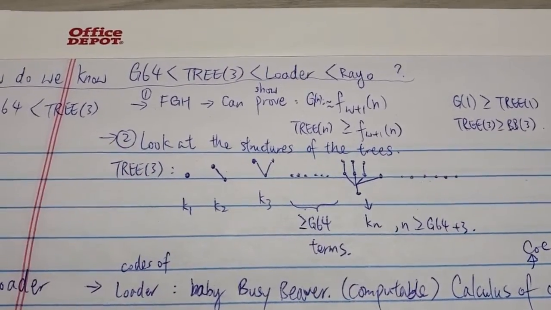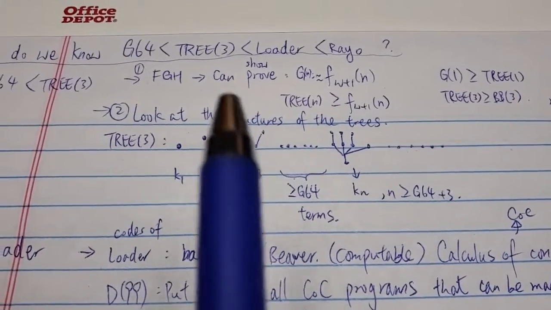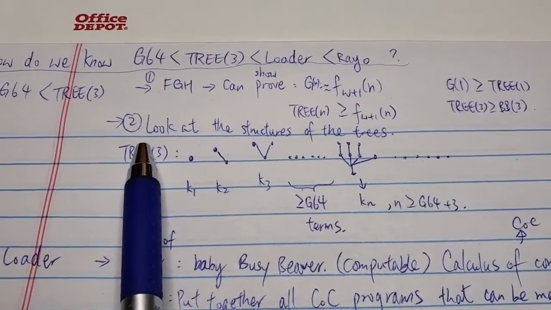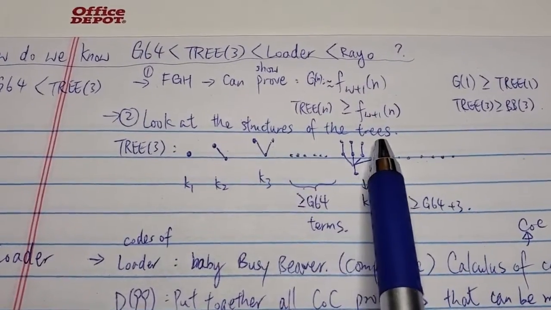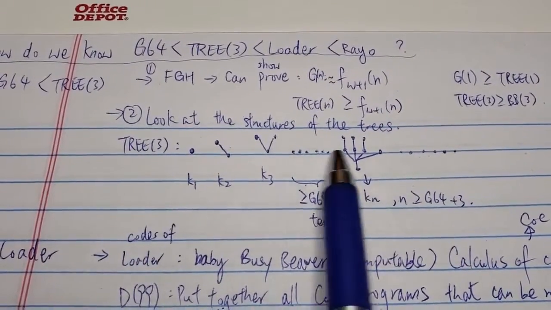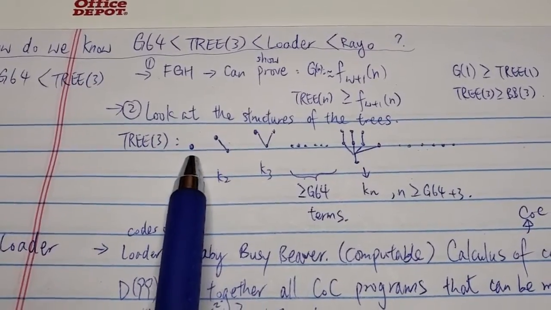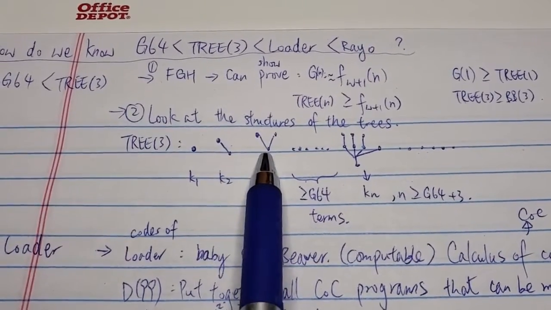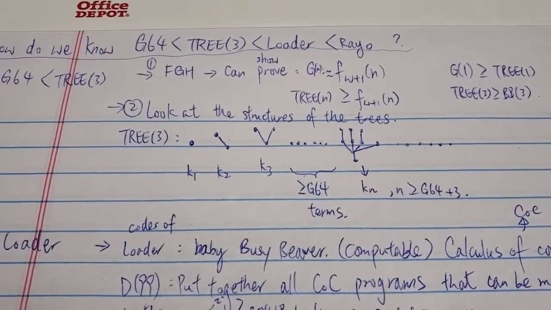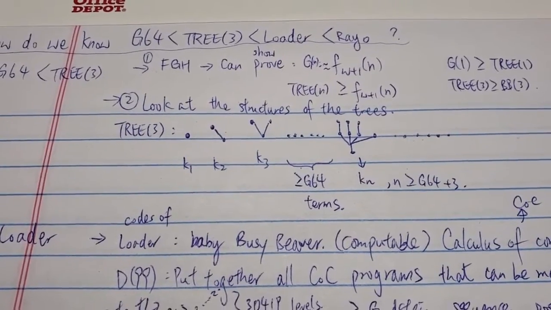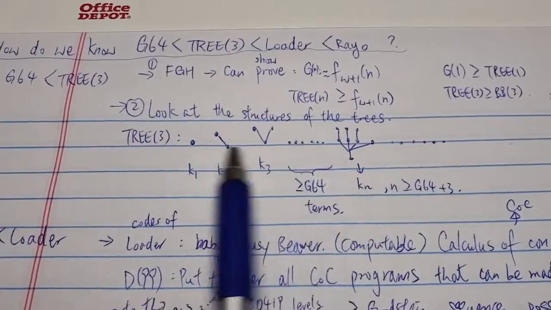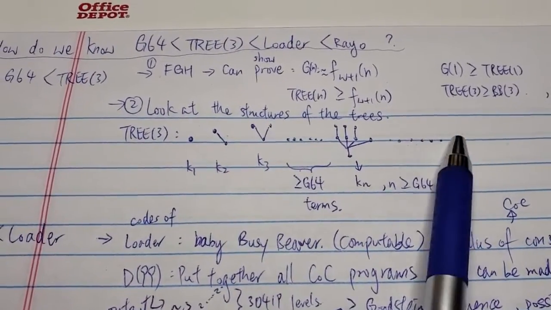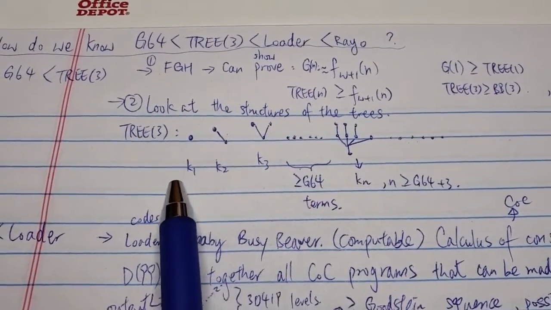So another, more accurate way to see how TREE(3) is much bigger than Graham's number is to look at the structures of the trees. Let's say you start drawing out all the trees for TREE(3). You start from the first one, second one, third one, etc. You keep going until you reach TREE(3). Of course, K1, I draw it randomly. It doesn't have to be like this in reality.